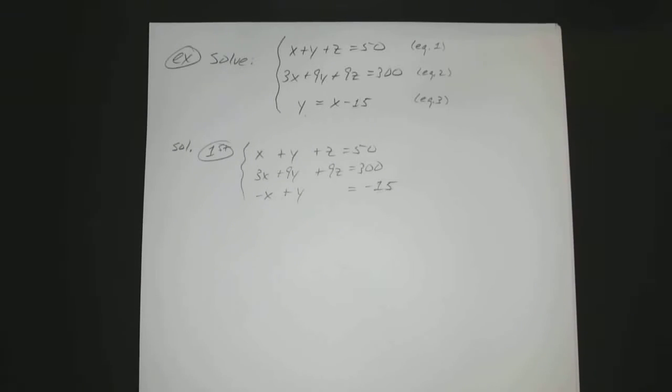Would it be easier to have the third equation as x minus y equals negative 15? Wait, never mind, I did that wrong. X minus y equals 15. Yeah, you could have x minus y equals 15 if you wanted to, as long as all the variables are on one side.